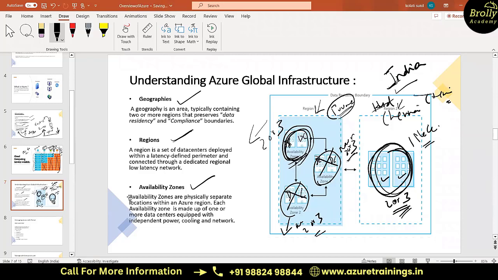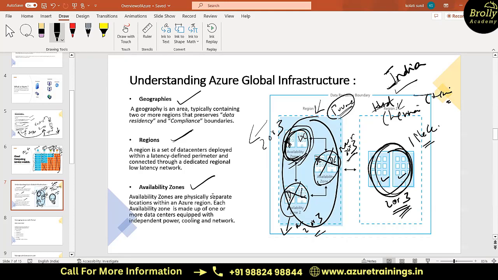Here you can clearly find that availability zones are physically separate locations within an Azure region. Each availability zone is made up of one or more data centers equipped with independent power, cooling, and network. Now you understand this concept, right? Geographies, regions, and availability zones.